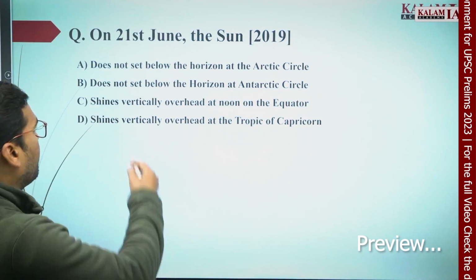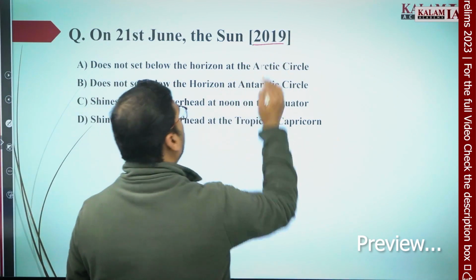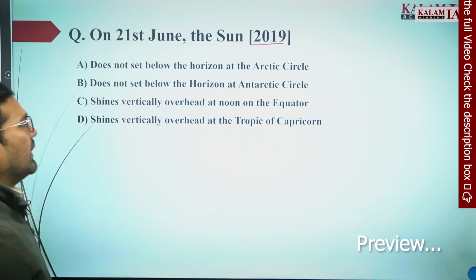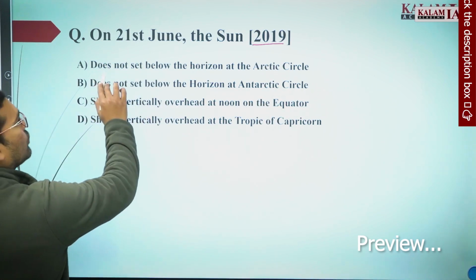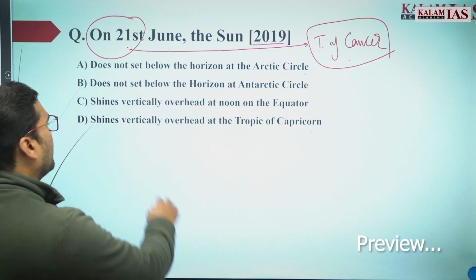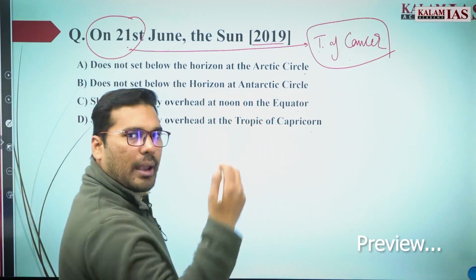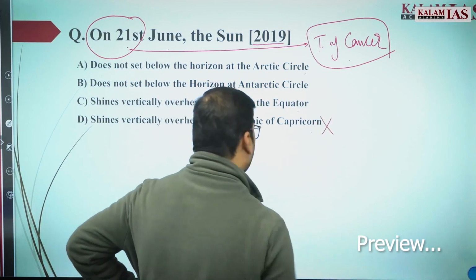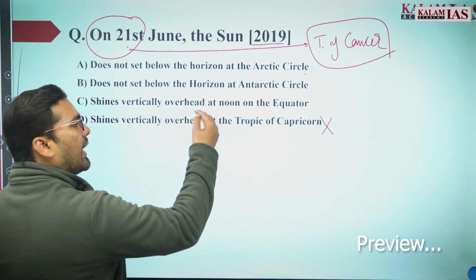Okay, this was asked in 2019. The question is, on 21st June, the sun does not set below the horizon at the Arctic Circle. 1. You can eliminate. Shines vertically overhead at the Tropic of Capricorn. Khatam. This is not the answer. Shines vertically overhead at noon on the equator.